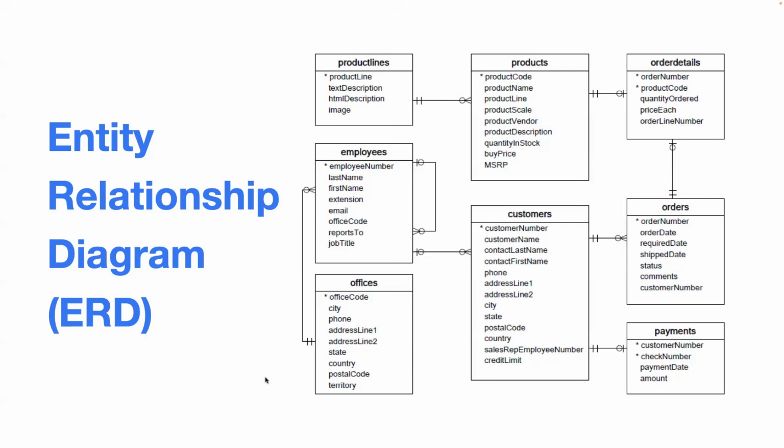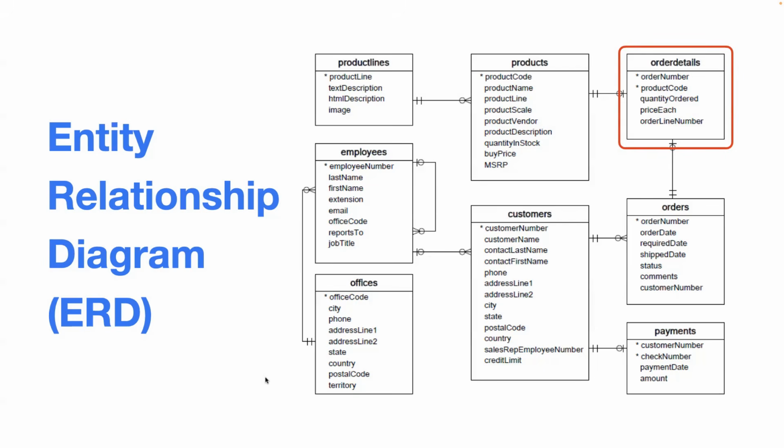Now, each order can consist of several products requested in different quantities. So that's why we have the order details table, where for each order and each product within that order, you're going to have one row. So the order number and product code together are the primary key. And for each product within an order, you track the quantity ordered, price each, the price that was charged for that product, and the line number, which is essentially what position that product was in that order.